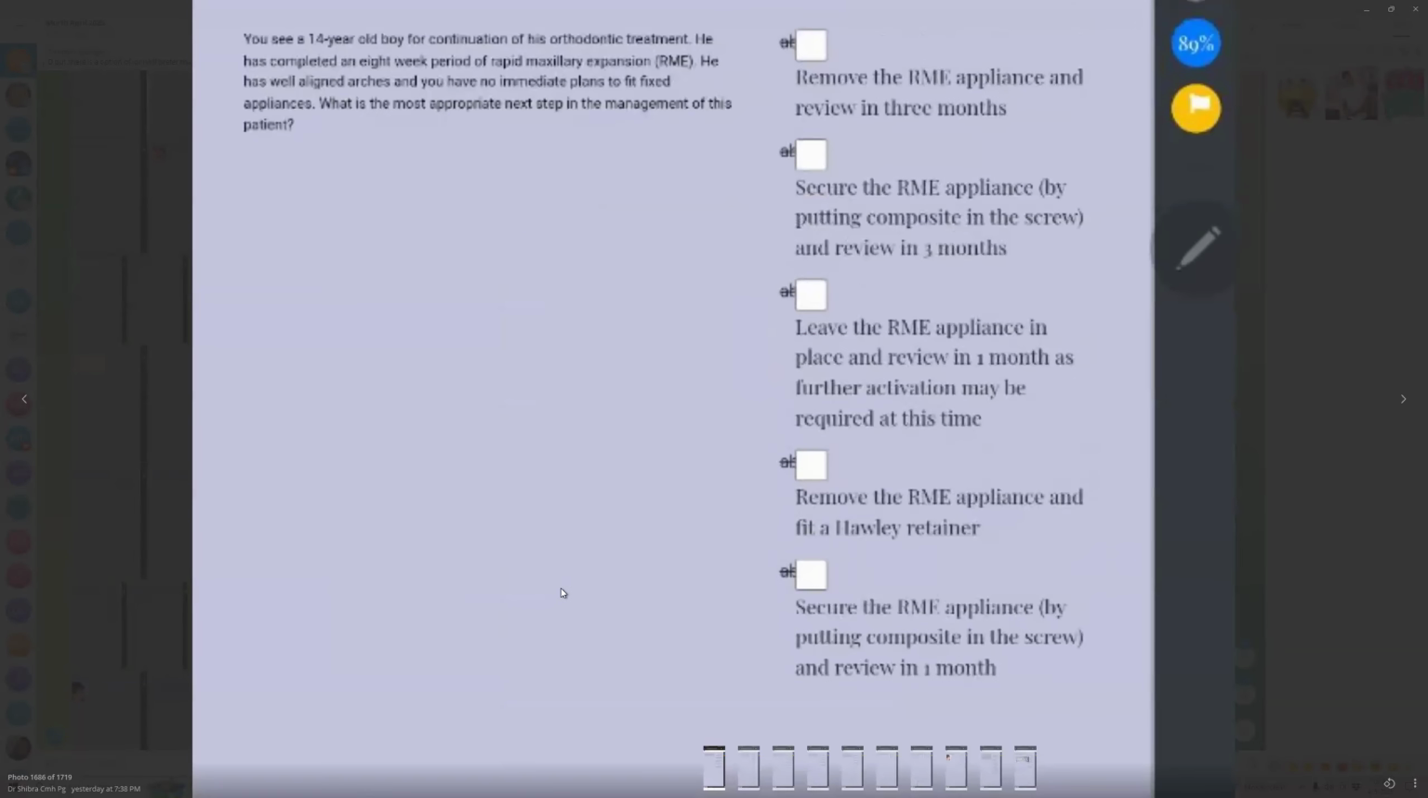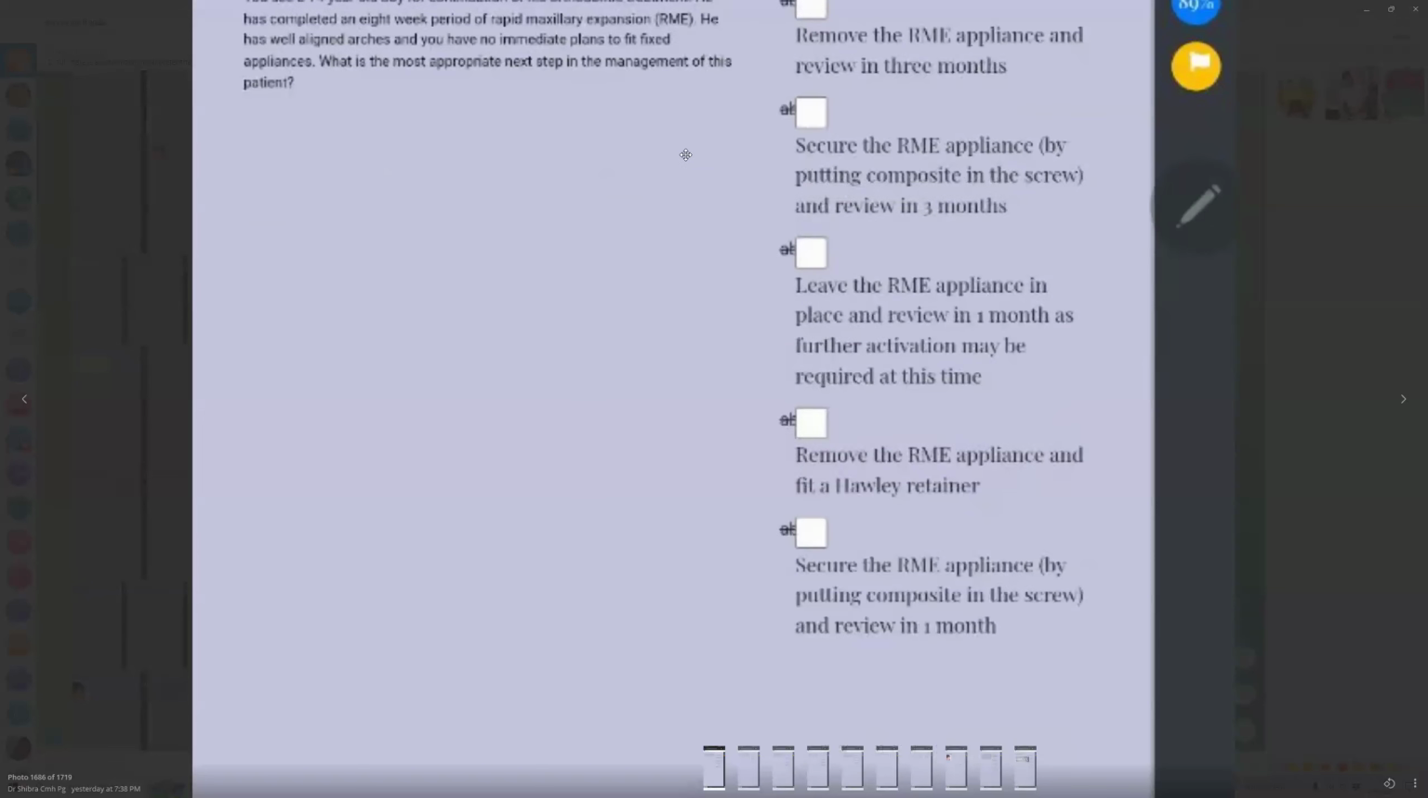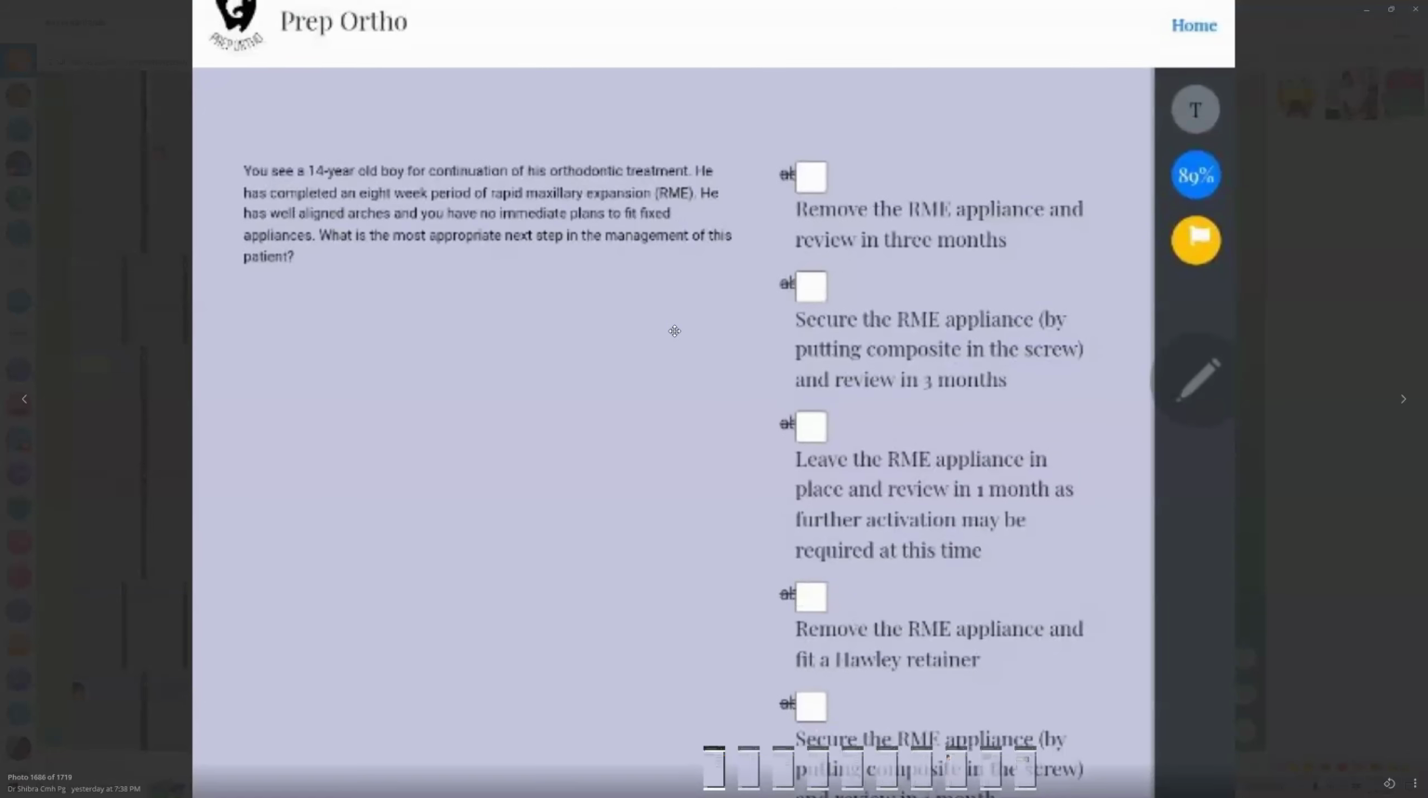You see a 14-year-old boy for continuation of his orthodontic treatment. He completed an 8-week period of rapid maxillary expansion. He has well-aligned arches, and you plan to immediately fit fixed appliances. What is the most appropriate next step in the management of the patient? So the 14-year-old has completed 8 weeks of expansion. Usually you go for 3 to 4 months as a retention period. Secure RME appliance, put components, screw and review in 1 month, no. Remove RME and fit polymer retainer, no. Leave the RME appliance in place, review in 1 month, no. Secure RME appliance and review in 3 months, yeah. So option B is good.